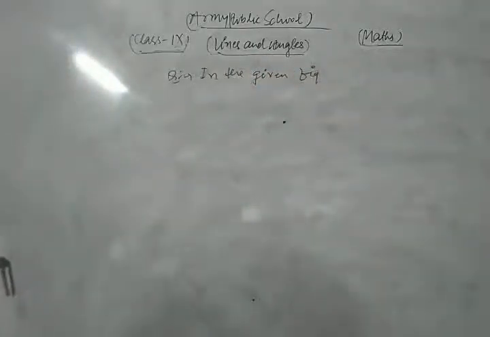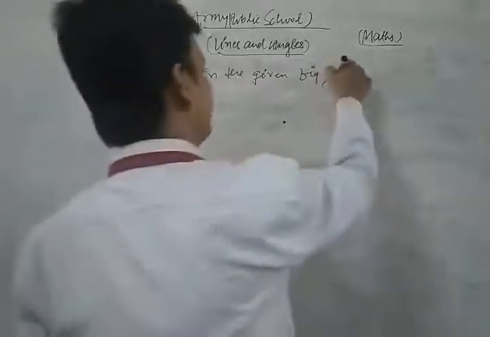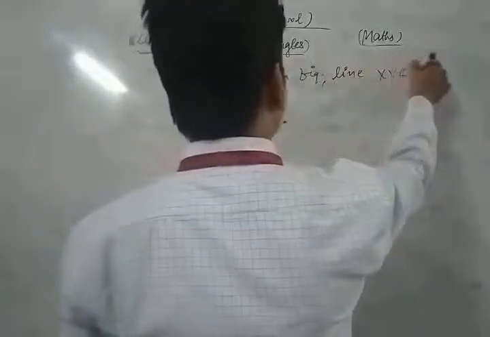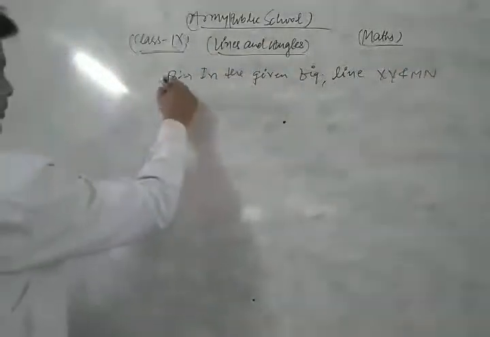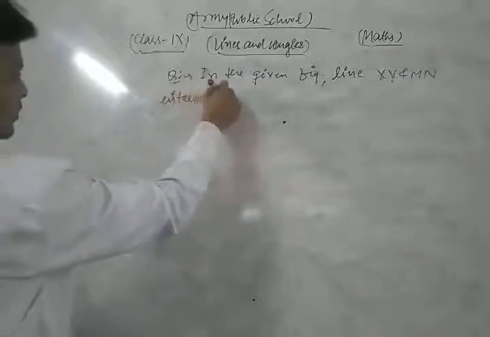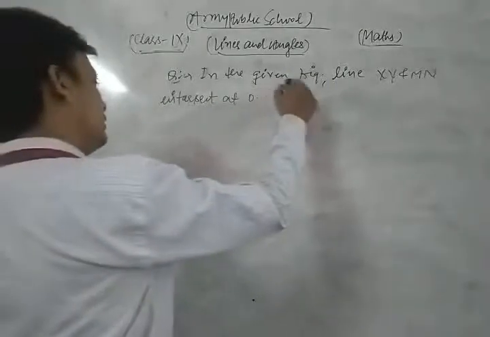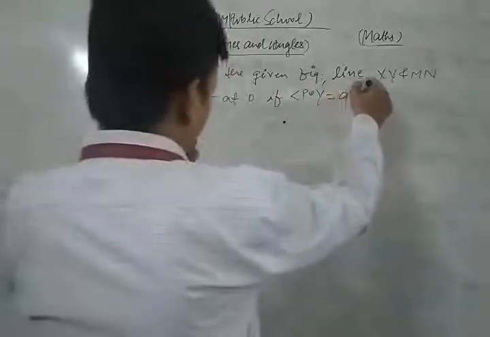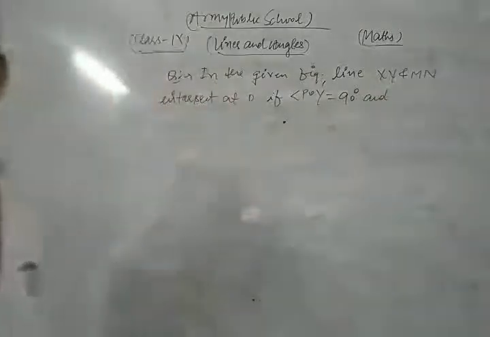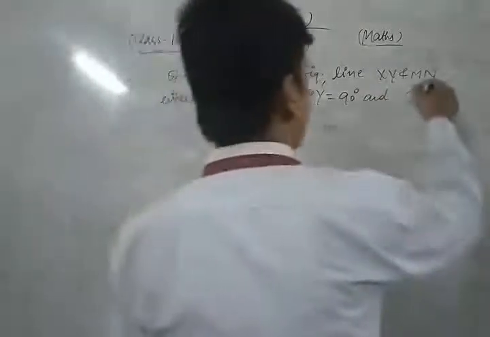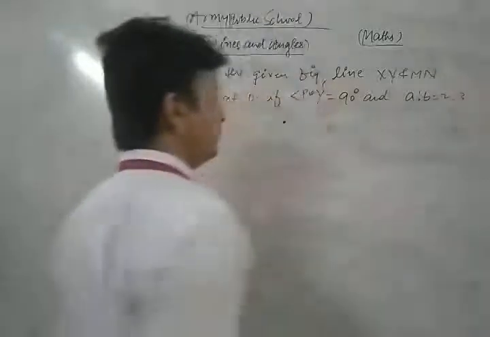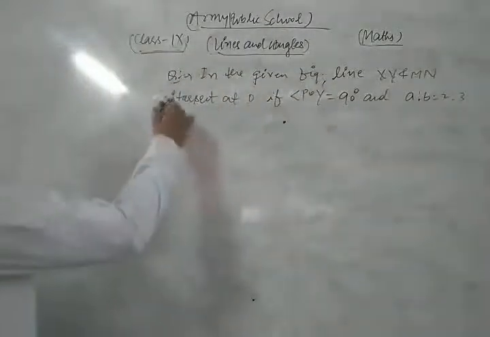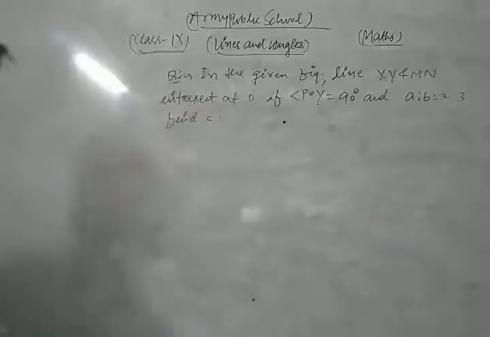In the given figure, lines XY and MN intersect at O. If angle POY is equal to 90 degrees and a ratio b is equal to 2 ratio 3, find c.